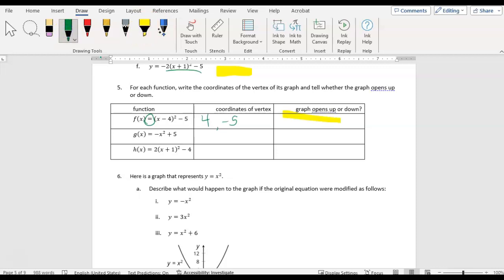Here we have a negative times x plus 0 squared plus 5, so 0, 5. And that negative coefficient tells us that it opens down, so make sure to write that there. And then negative 1, negative 4. This would be minus a negative 1. And in this case, we have a positive coefficient, so that would be up. Again, make sure to write that here.